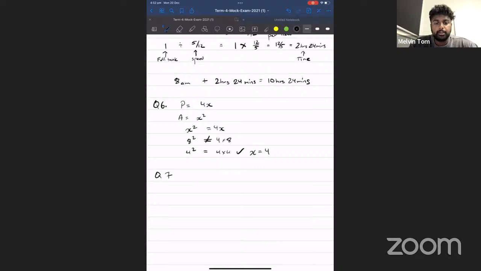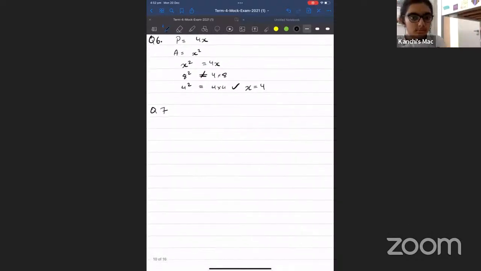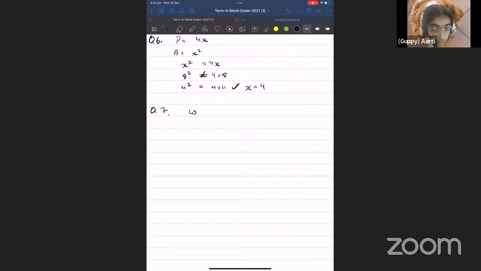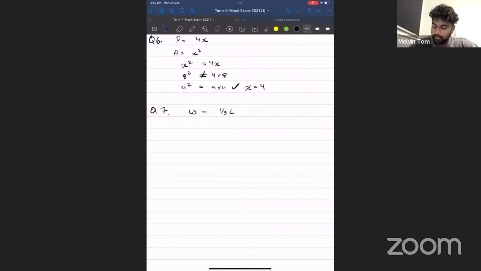All right, moving on. Find the width of the rectangle that has a length 3 meters more than its width and a perimeter equal in value to its area. This is fun. So we know that the width is equal to 1/3 of length.